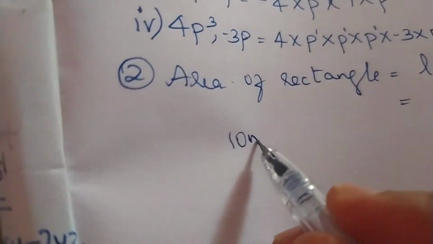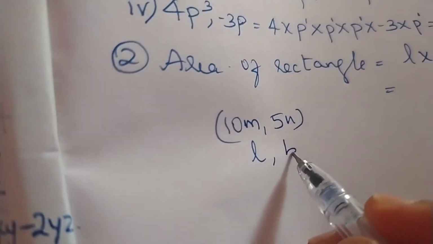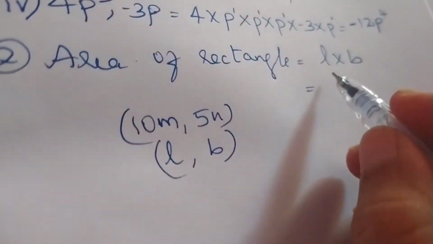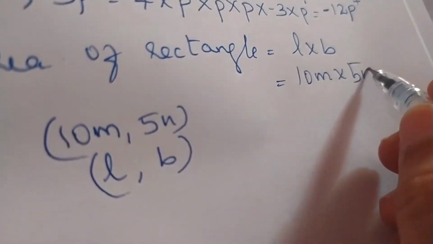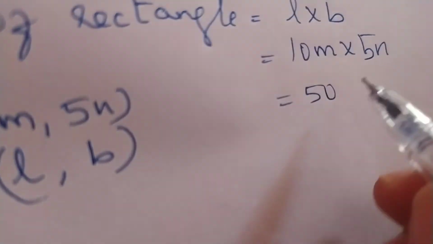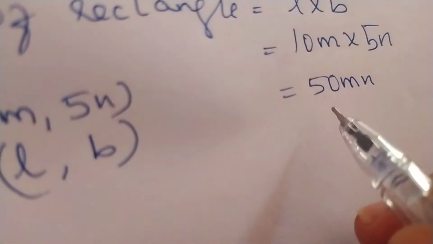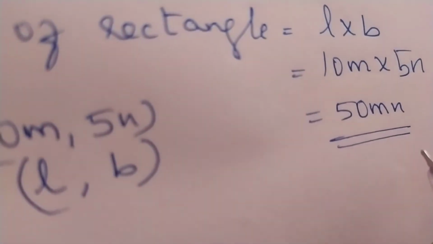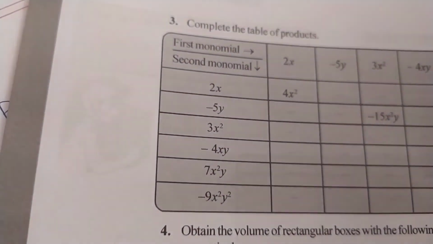They have given 10m, 5n in brackets. It means 10m is length and 5n is breadth. So 10m into 5n. First multiply numbers, 10 5s are 50, then variables, m into n becomes mn. So the answer is 50mn. I hope you have understood, children. 50mn.